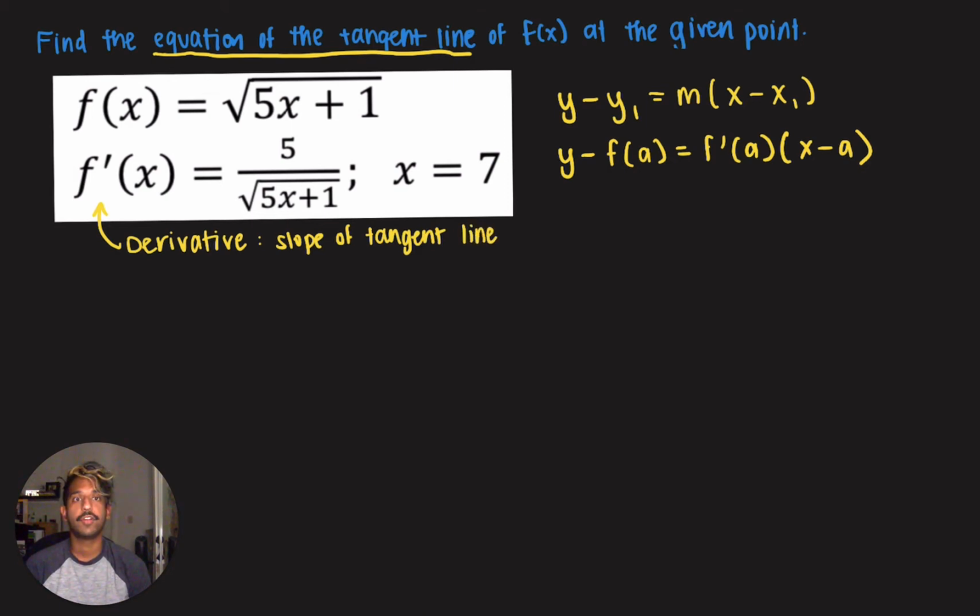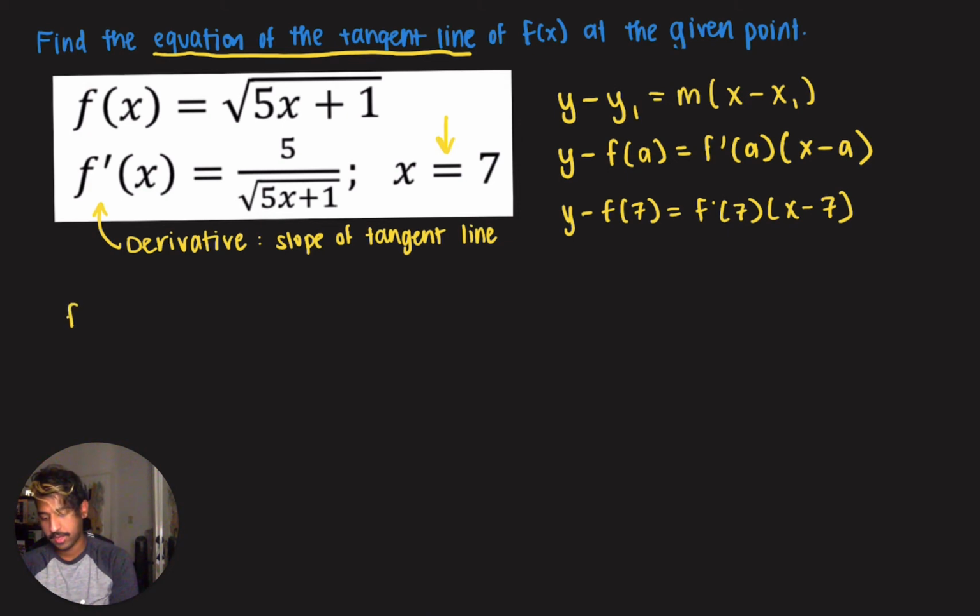I have already written here the equations that we looked at and what we're going to use. First thing first, we want to replace a, right? And that's using the x value we care about. In this case, that's x equals 7. So y minus f of 7 equals f prime of 7 times x minus 7. And the two things we're looking for here are f of 7 and f prime of 7.